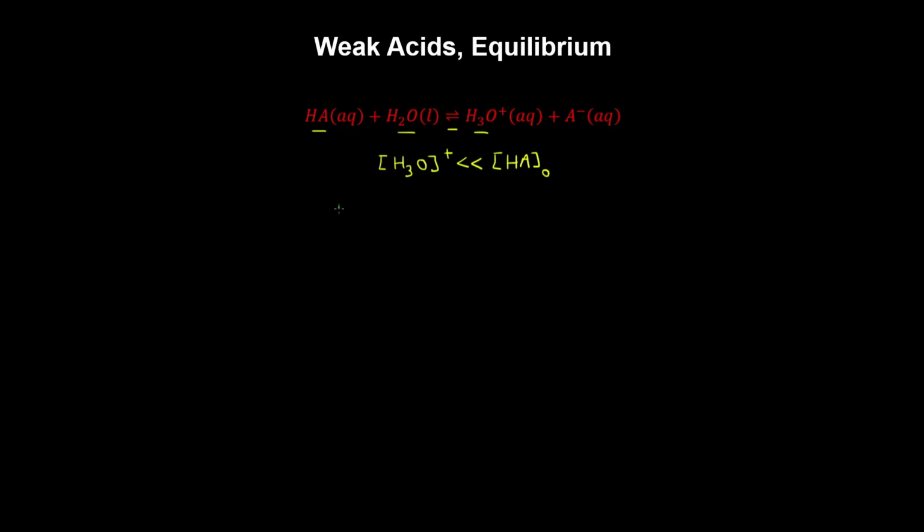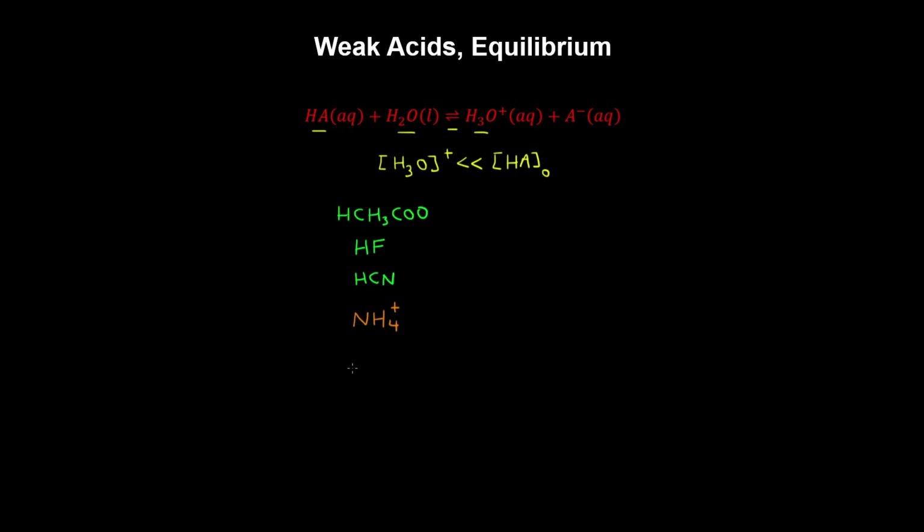And examples of weak acids are acetic acid, hydrofluoric acid, hydrocyanic acid, and generally conjugate acids of weak bases. So the ammonium cation is a weak acid as it's a conjugate acid of ammonia.